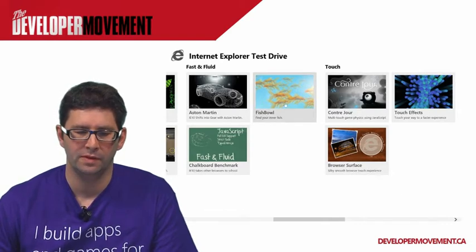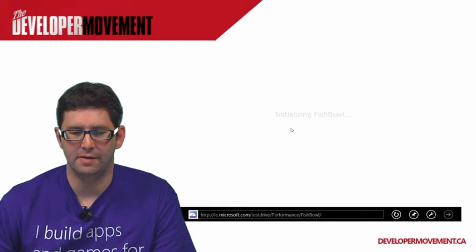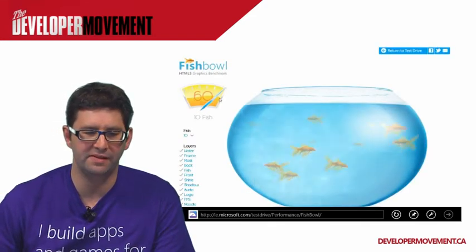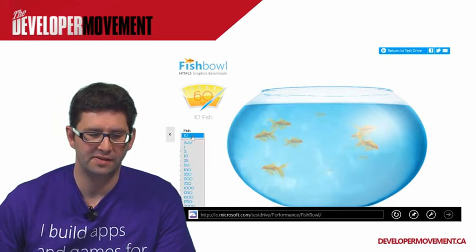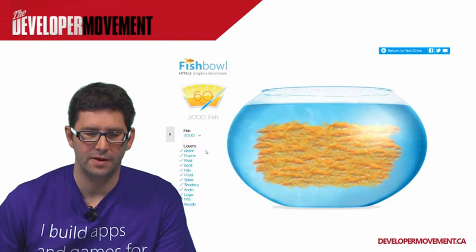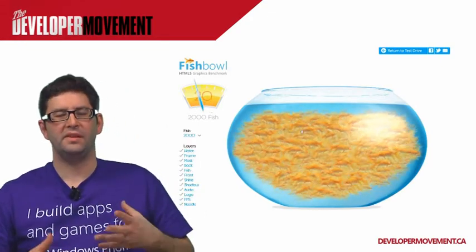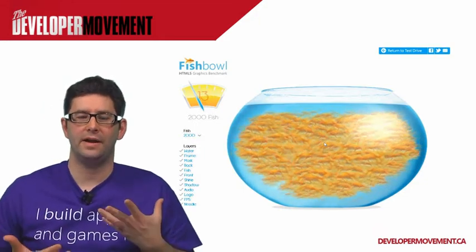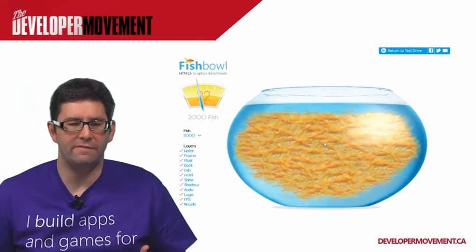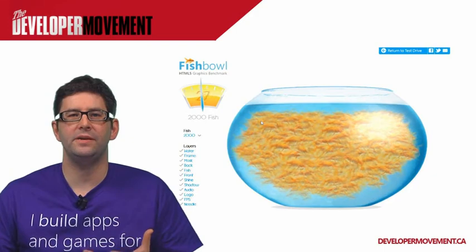So for example, if I go to Fishbowl, it's going to show you how fast things are on IE10. So as you can see, I'm at 60 frames per second. I'm going to bring this up to say 2,000 fish. Wait for it. There you go. That's a lot of fish, but it's also bringing down the frame rate. But this is an HTML5 experience all the same. And the interesting thing here is that it's still very, very fast. As you can see, now that it's rendering things, it's using GPU acceleration.